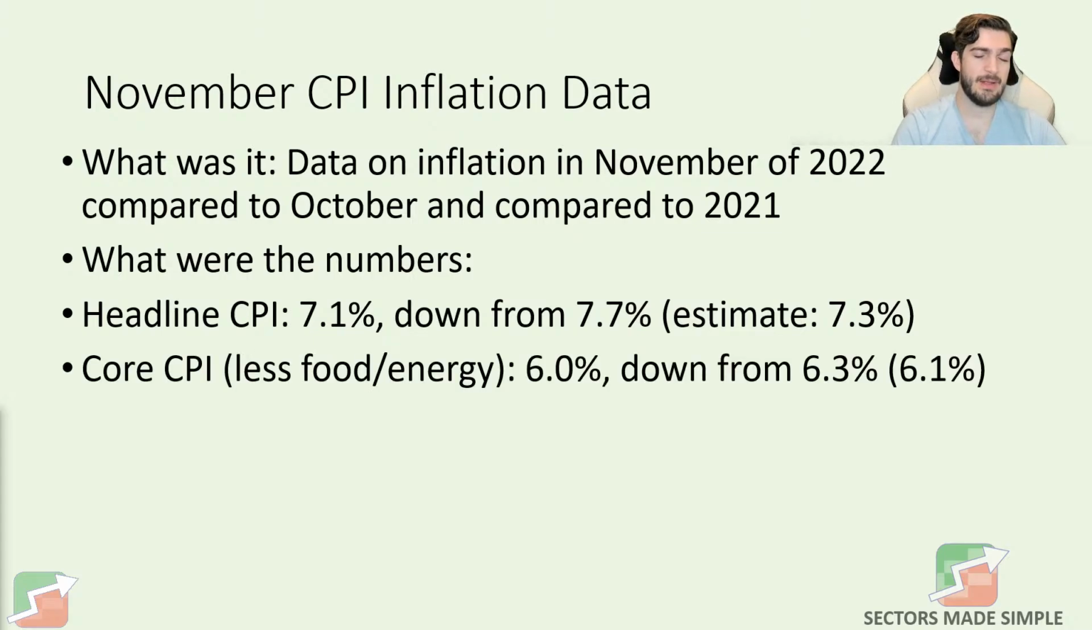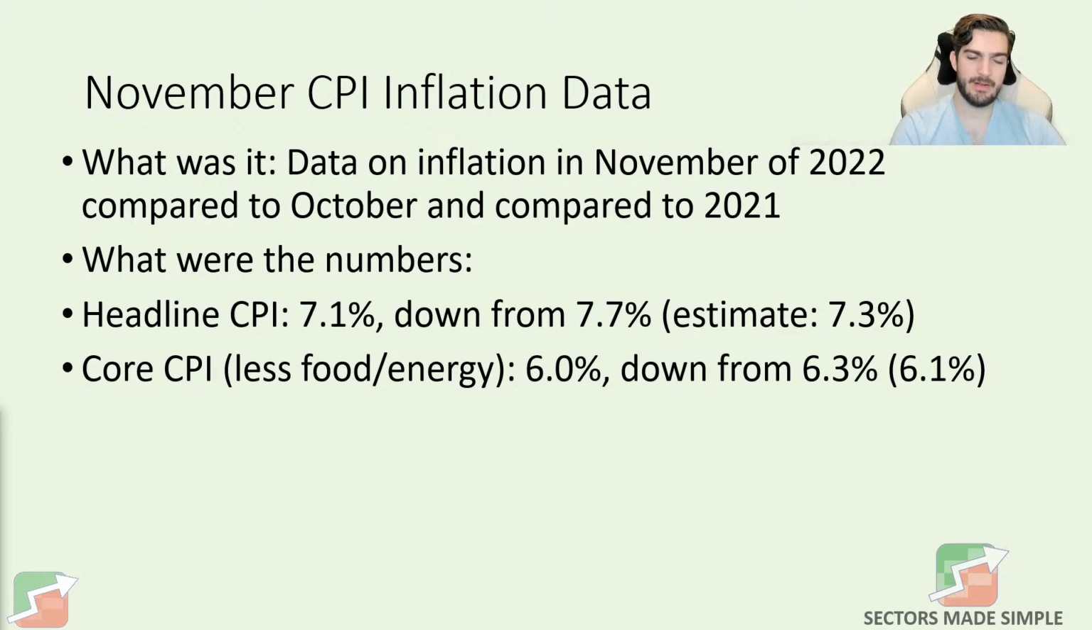Behind the headline CPI, we have core CPI. This is going to be the same inflation index, but without food and energy, which are deemed to be two of the more volatile industries. Now, in this case, sectors and industries. For the core CPI, we saw that rate currently at 6% year over year, which is down from 6.3% the previous month, and compared to the estimate, rather, of 6.1%.